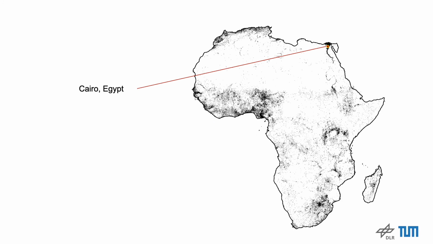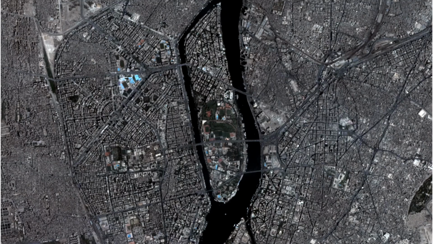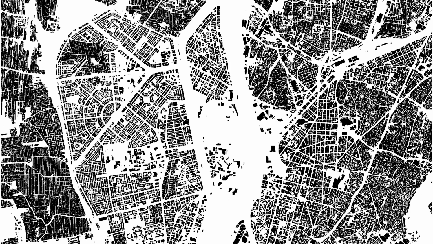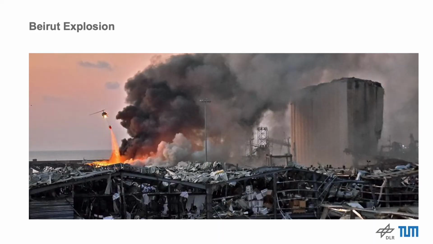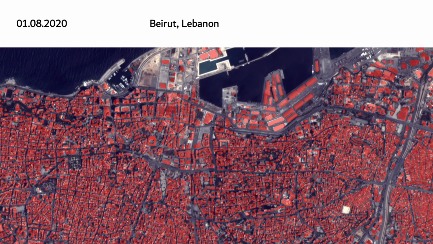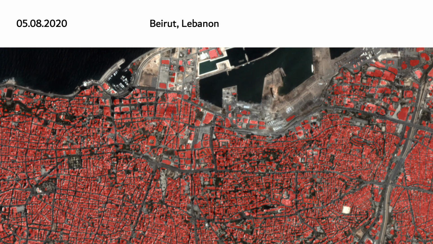At the end, I will show 2 real applications. One is building extraction at Cairo, Egypt. As you can see here is the optical image. This is extracted building footprint. And another example is change detection after explosion in Beirut. This is before the explosion, and this is after explosion. Now we can get the change detected.